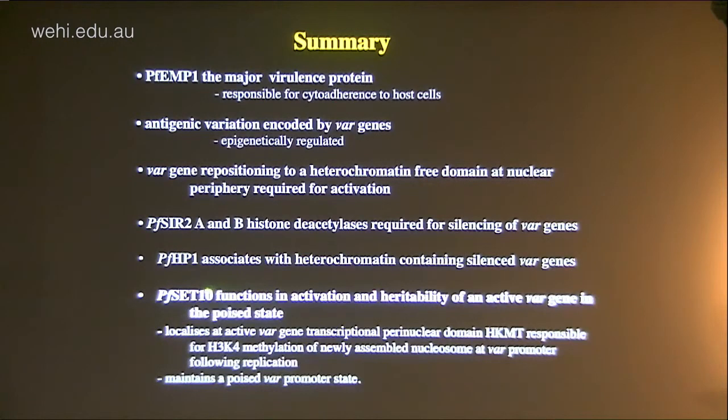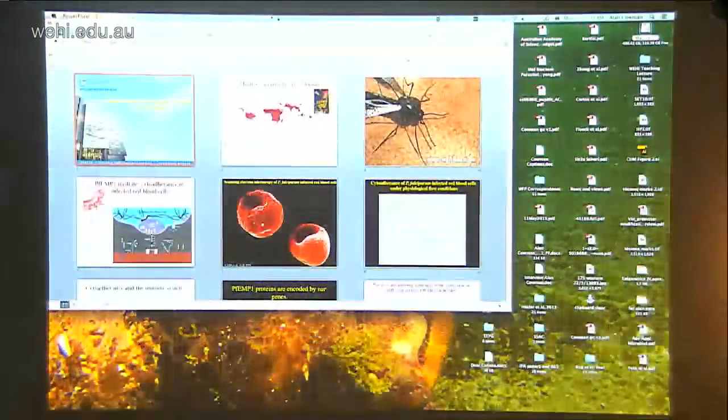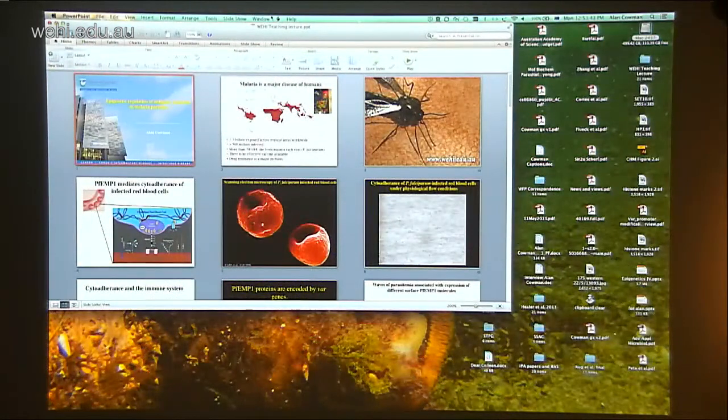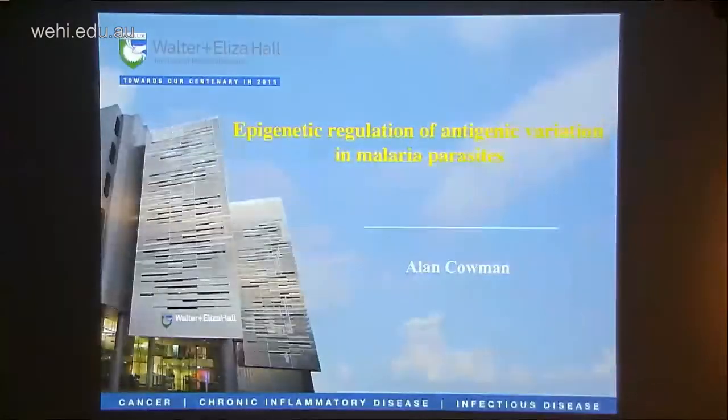And also that PFSET10, which is a histone 3 K4 methyltransferase, is important for activation and heritability of an active VAR gene in the poised state. And we believe it maintains a poised VAR promoter state so that it can be remembered in the next generation. And that's absolutely critical for the ability of the parasite to remember. The last thing it wants is to express all of the VAR genes or even a subset of the VAR genes at any one time.